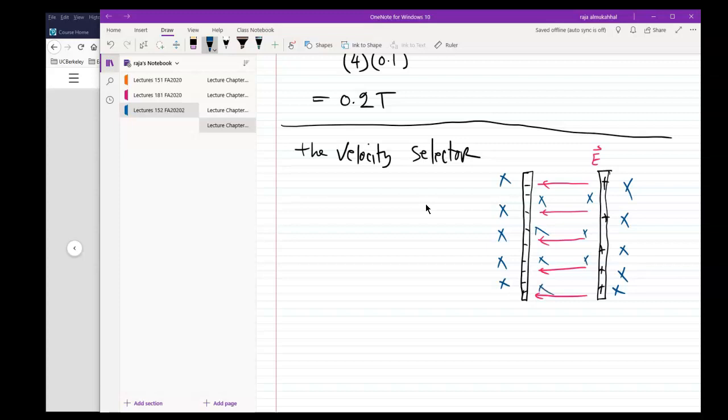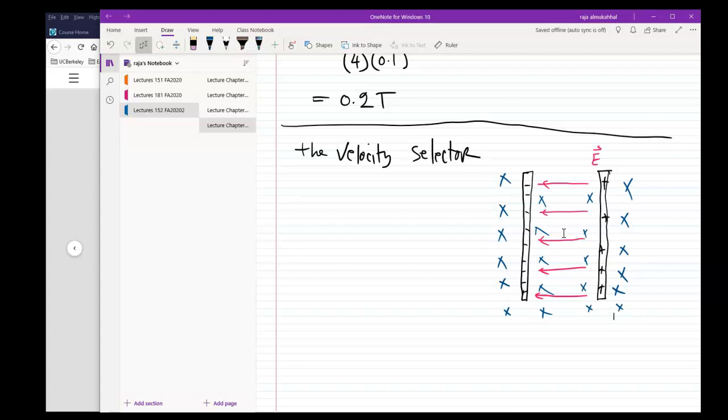So here you have two fields, electric field and magnetic field. Both are perpendicular to each other. As you can see here, the electric field is going from right to left, and then the magnetic field is going into the page, and they're both perpendicular to each other.